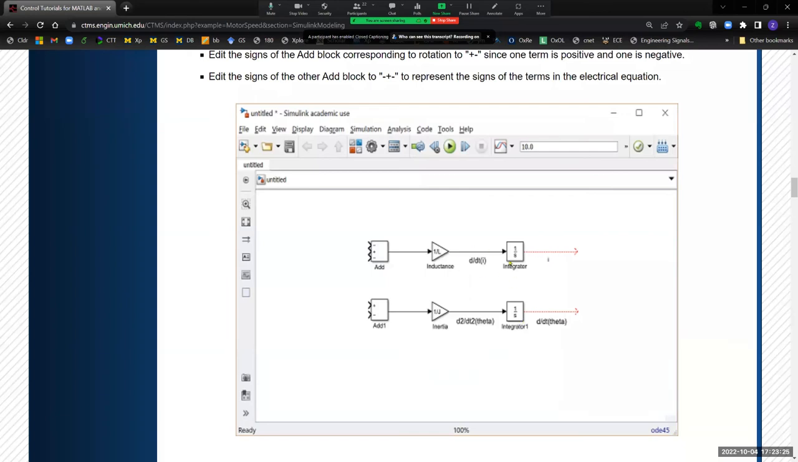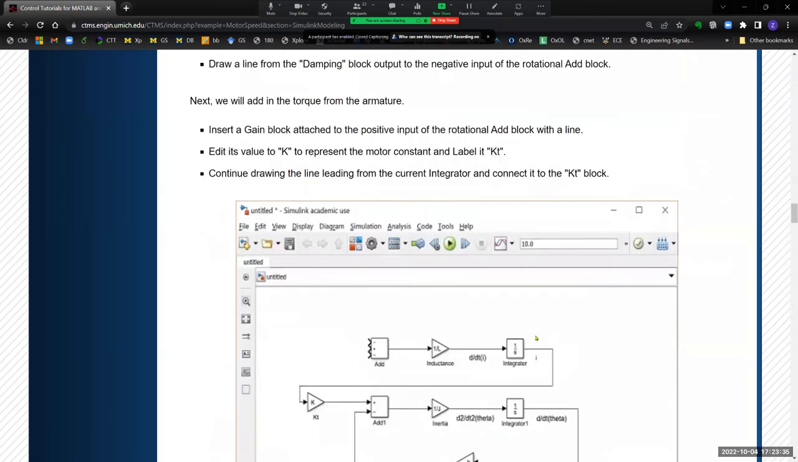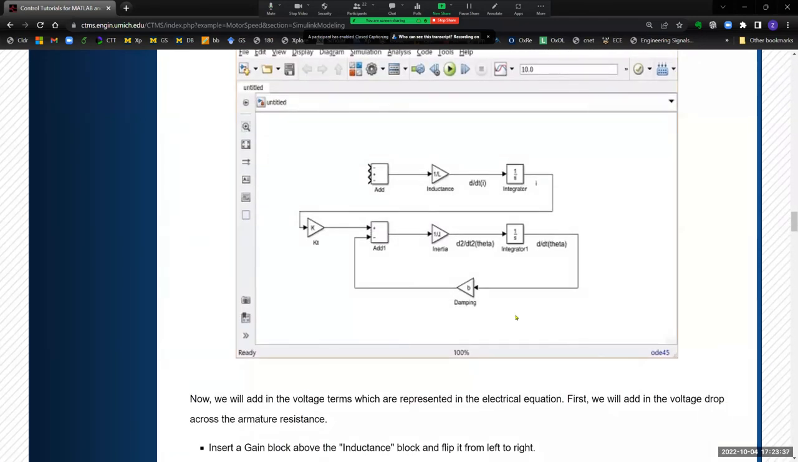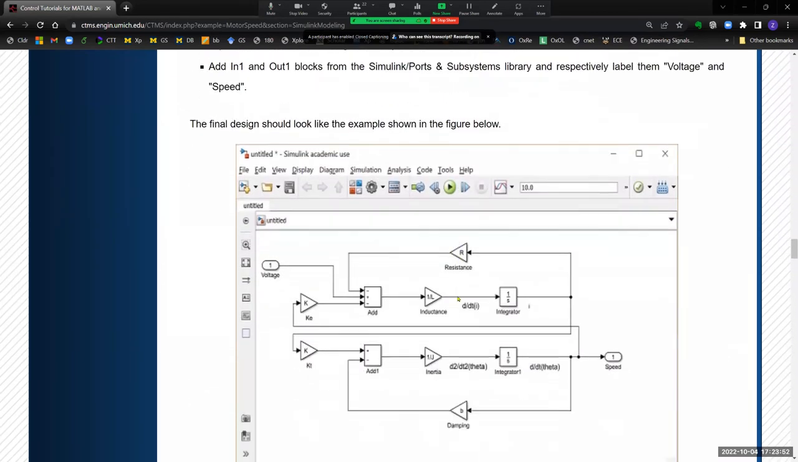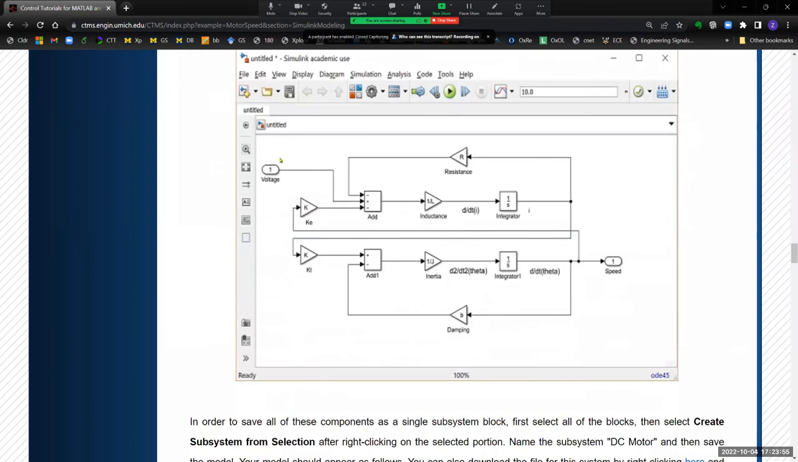So it shows you how you build it step by step. This is the electrical side, and this is the mechanical side. And this is the mechanical side with damping. The torque is sent to the energy conversion from current to the torque. This is complete. This is the voltage. This is back EMF. This is at the Kirchhoff law, right?